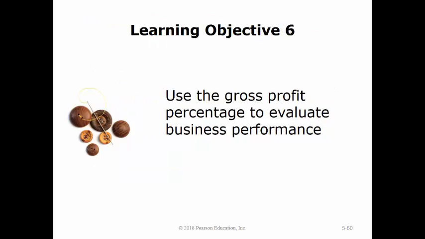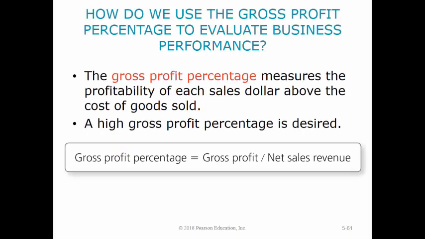In the sixth section, we will learn how to use the gross profit percentage to evaluate business performance. The gross profit percentage is one of the most carefully watched measures of profitability. It reflects a business's ability to earn a profit on its merchandise inventory. A small increase in the gross profit percentage from last year to this year may signal an important rise in income. Conversely, a small decrease from last year to this year may signal trouble. In general, a high gross profit percentage is desired.